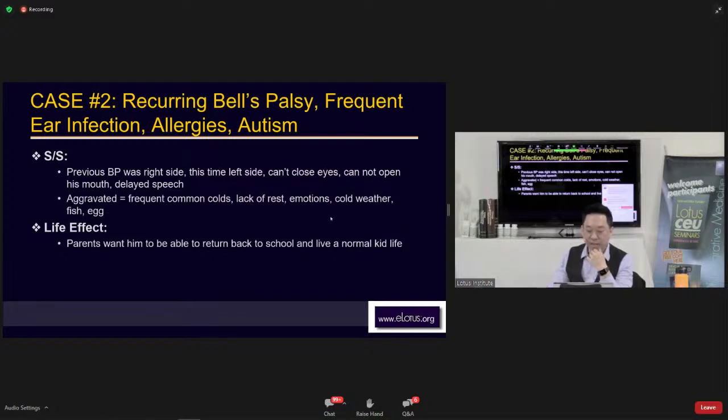It's aggravated by common colds. Every time he gets a cold or sick, it doesn't matter, the Bell's palsy just gets worse, right? If he gets irritated, remember, he was diagnosed as autistic, but who really knows? Anytime his parents don't give him what he wants, he gets pissed off, and it gets worse. Cold weather, fish, egg, and so forth.